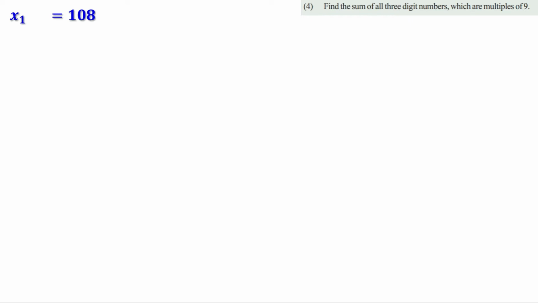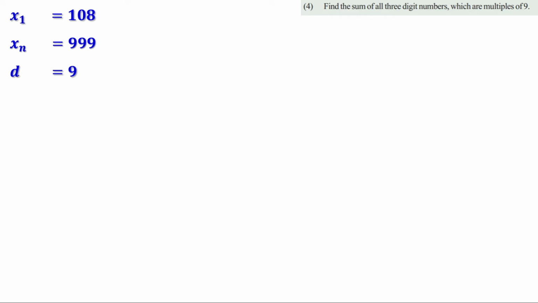Now we have to find the last term. Let us look at the last 3-digit number, that is 999. And that's a multiple of 9. So the last term is 999. And we know this is an arithmetic sequence with common difference 9.